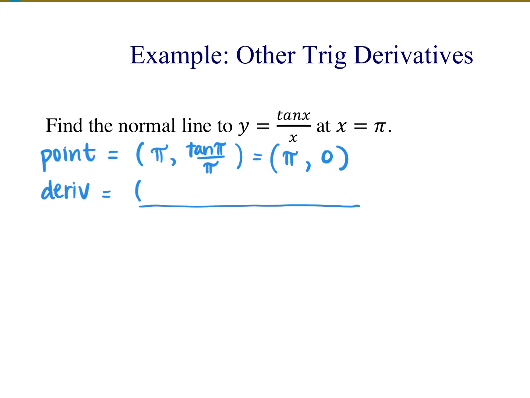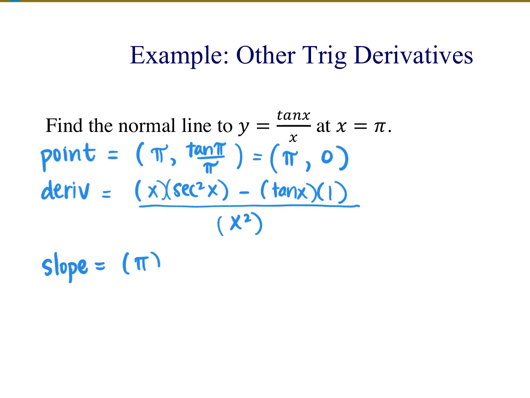All right. x times secant squared x minus tan x times 1, all over x squared. Okay. So now we have our derivative. And then, Luke, it's up to you to find the slope. So you're going to plug in pi for the x's.